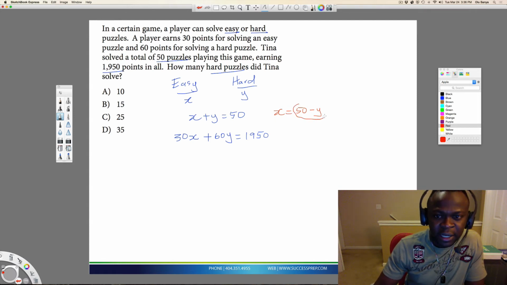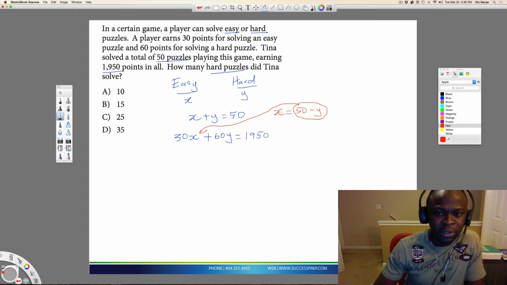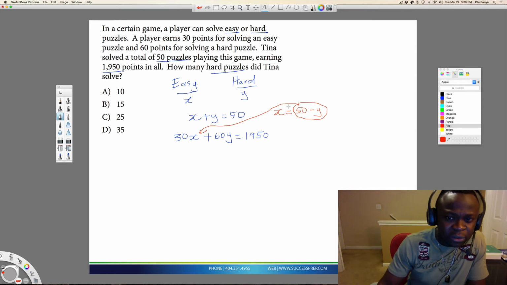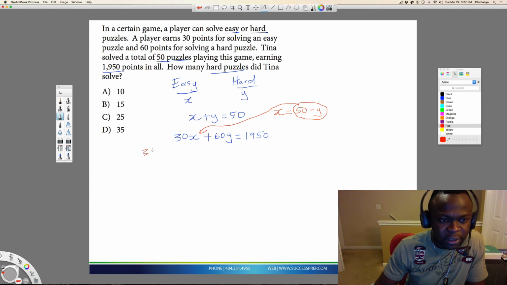I'm going to take that value of X and plug it here. As you can see, if I do that, everything will now be in terms of Y, which is the goal of this question, to figure out what Y is. So that's going to be 30, and I'm going to plug in 50 minus Y in place of X, plus 60Y equal to 1950. I'm going to distribute this 30 through, so that's 1500 minus 30Y plus 60Y equal to 1950.